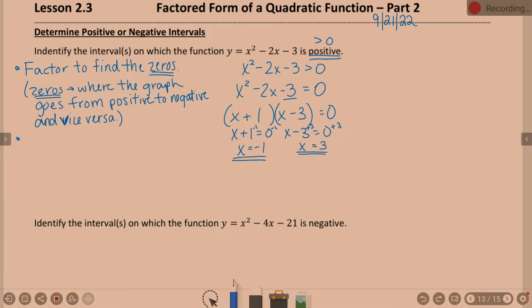I have how many zeros here? 2, yes? So anytime you have 2 zeros, which is going to be pretty much every problem you do, maybe occasionally different, 2 zeros are going to create 3 intervals that we're going to check. And we're going to set these up on a number line.